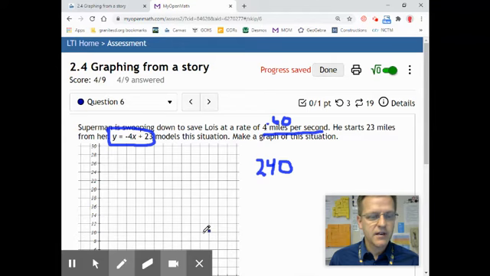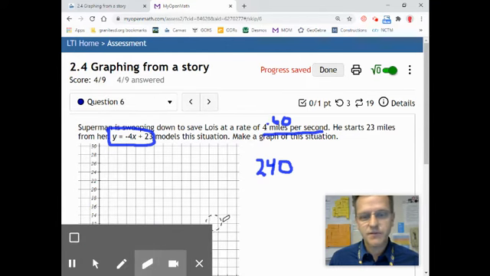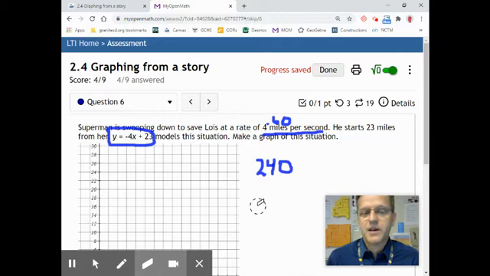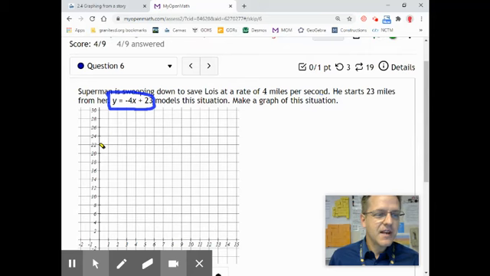Boy, now that I say that out loud, that actually seems kind of slow for Superman. I thought he could fly like 1,000 miles an hour or something. But anyway, maybe Superman is not that. He knows he doesn't have to go that fast to save Lois. He's got time.